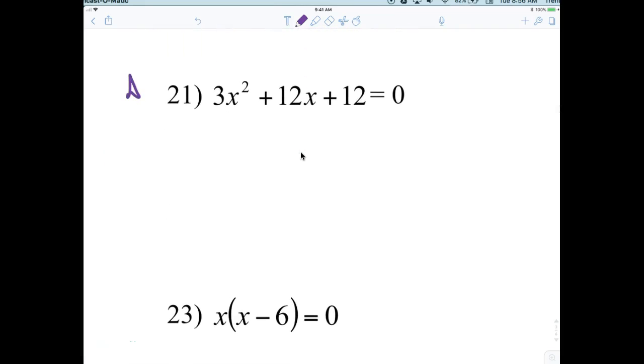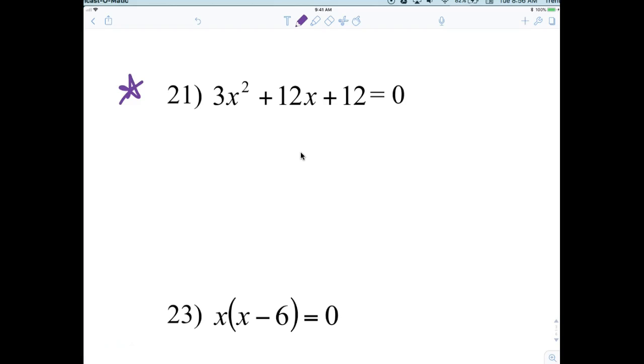I want to tell you something about 21. On question number 21, is there something common? Yes. Is there a common x? No. So listen to what I'm saying. You've got to be smart now. Does it make sense to say 3 equals 0? No, it would not make sense to do that.